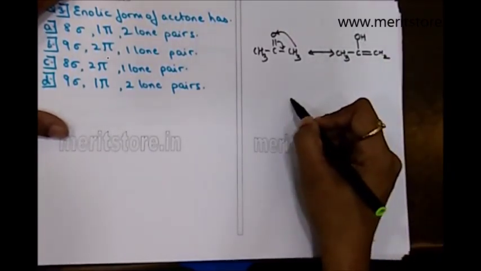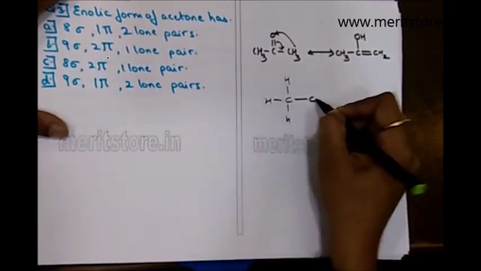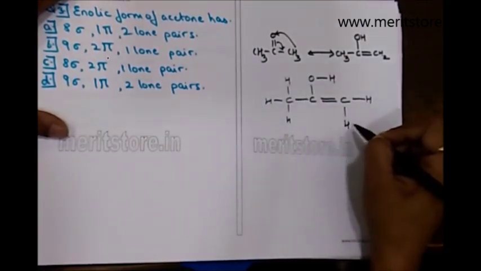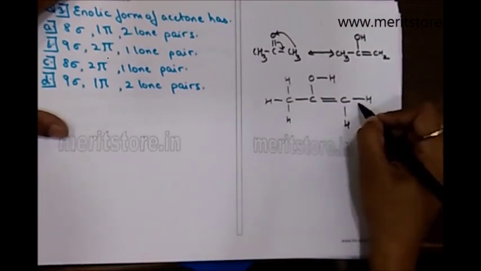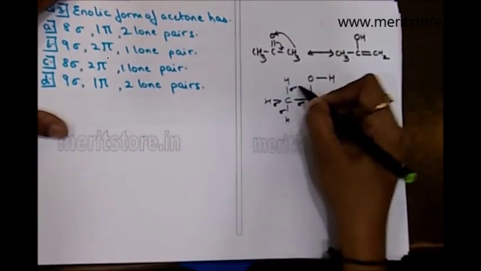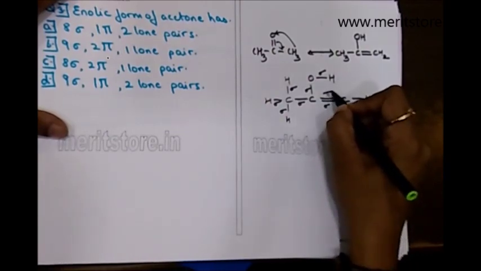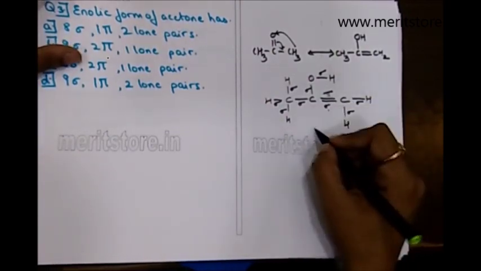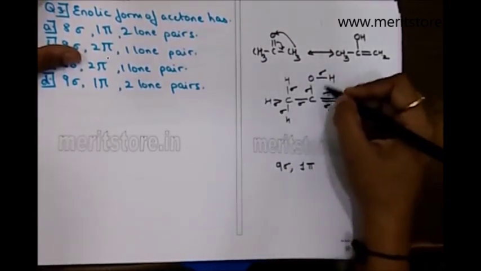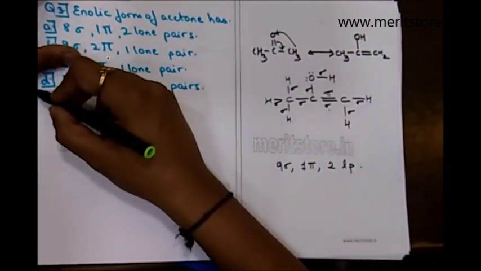Now if you look at this structure, I'm writing this a complete structure. Carbon is bonded to 3 hydrogen, then carbon O, H, double bond C, H and H. All single bonds are sigma bond. So we have 1, 2, 3, 4, 5, 6, 7 and 8. But in the double bond, there is 1 sigma and 1 pi bond. So 8 plus 1, that is total 9 sigma we have, 1 pi bond we have, and whenever there is an oxygen, it carries 2 lone pair. So we have 2 lone pair with us. Hence our option is D.